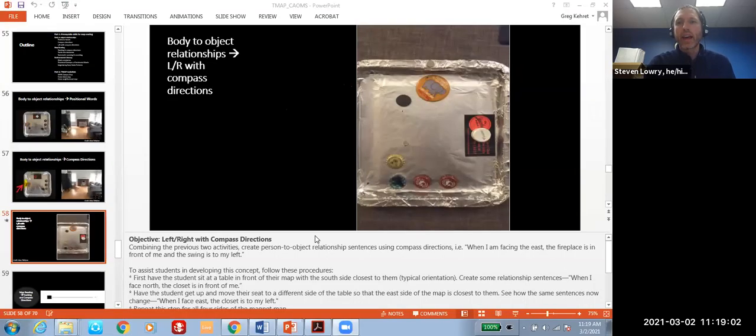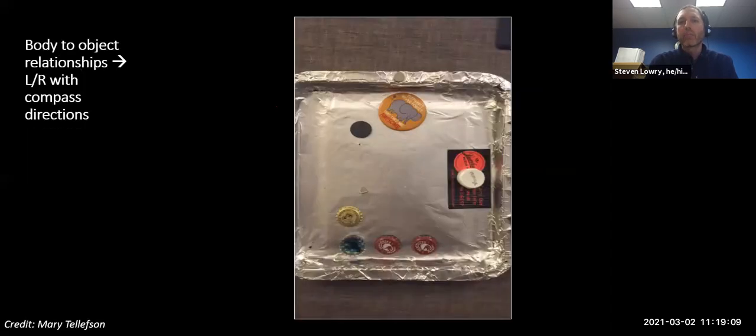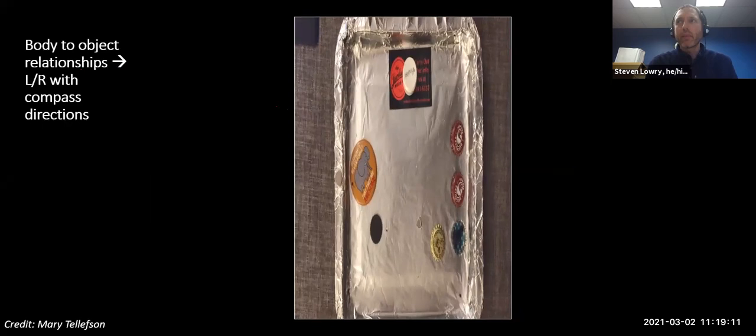I want to really hone in on that point of having students actually move their bodies when they are looking at a map or like this magnet model of a room in their home. When we study maps, oftentimes we have that orientation where north is always up and in front of us.